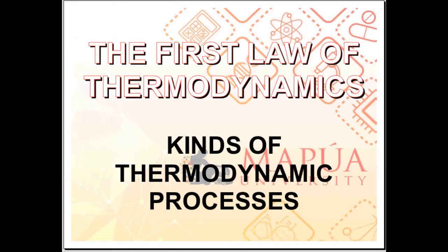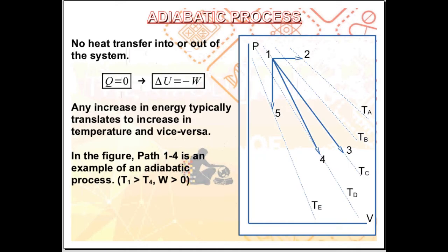In this video, we take a look at the different kinds of thermodynamic processes that a system may experience or undergo. First, we have the adiabatic process. An adiabatic process is characterized by no heat transfer into or out of the system. That is to say, Q is equal to 0.